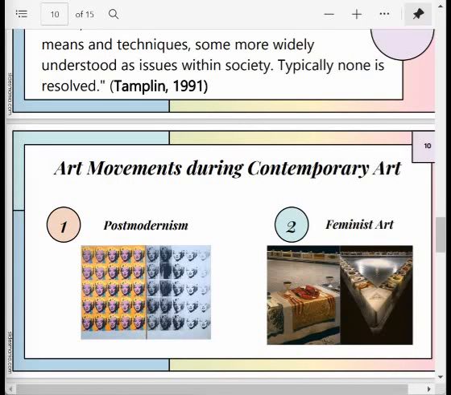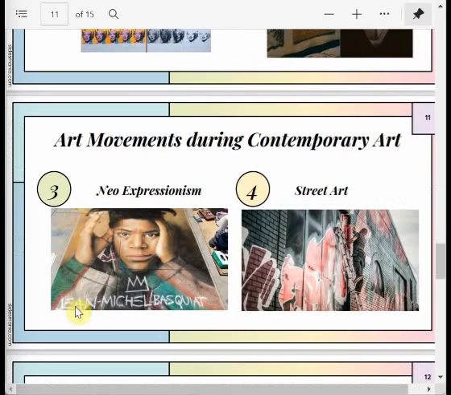Okay, so moving on to the next movement, we have neo-expressionism and street art. So ano nga ba itong neo-expressionism? By the way, the 1970s mark the beginning of contemporary art. Ano po, again, which extends through the present day. Okay, so this period again is dominated by various schools and smaller movements that emerge. So another movement po under the contemporary period is neo-expressionism.